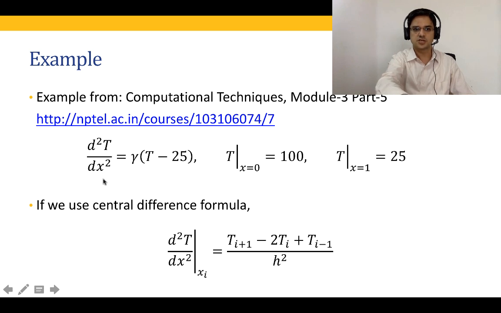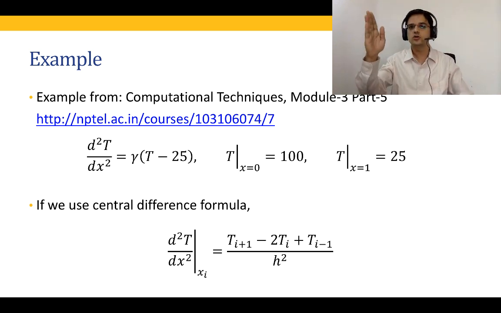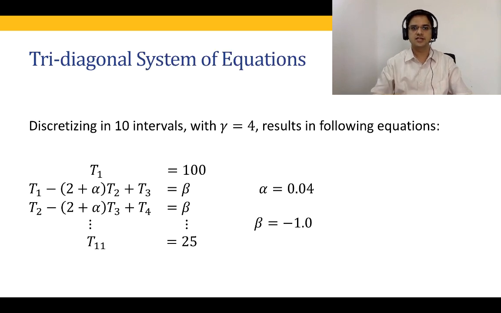Now you substitute this into the left hand side, and the right hand side becomes gamma multiplied by Ti minus 25. You write this for multiple locations, that means at the initial point T1, the next point T2, T3 and so on up to Tn plus 1. If you do that, you will end up reducing this particular differential equation into n linear equations in n unknowns. The example that we covered in the computational techniques lecture consisted of discretizing in 10 intervals. If gamma equal to 4, then the first equation is going to be T1 equal to 100.